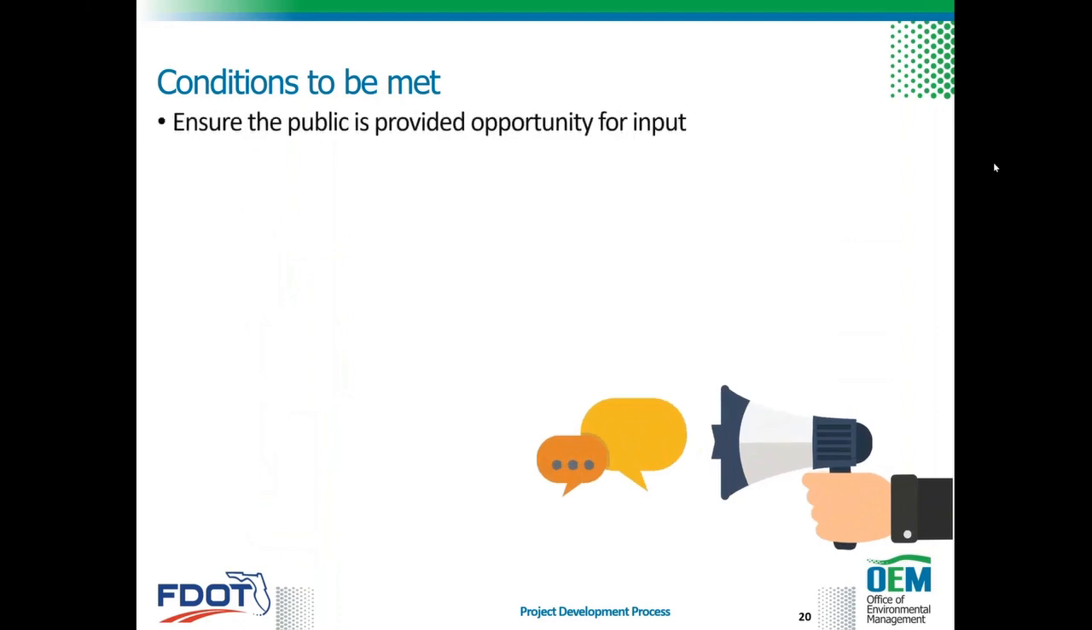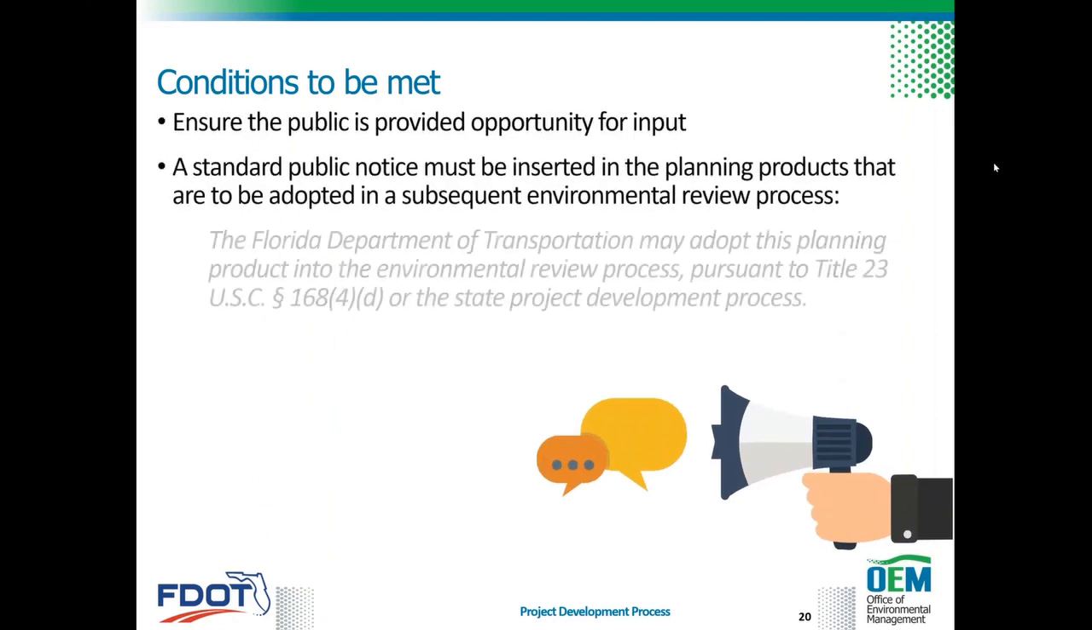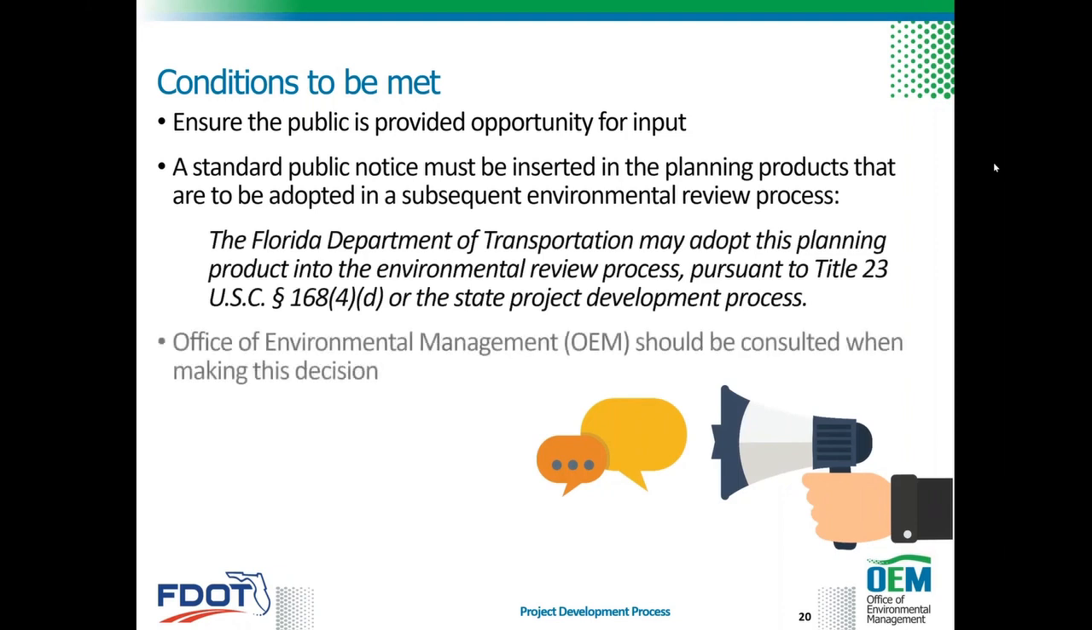So to ensure that the public is involved, an opportunity is provided for input and proper disclosure. The department may adopt a planning product, and the following public notice must be inserted in the planning products that are to be adopted in a subsequent environmental review process. And it is important that the Office of Environmental Management, or OEM, should be consulted when making this decision.